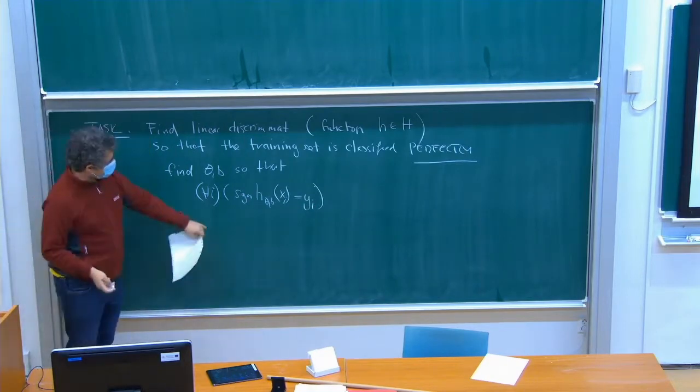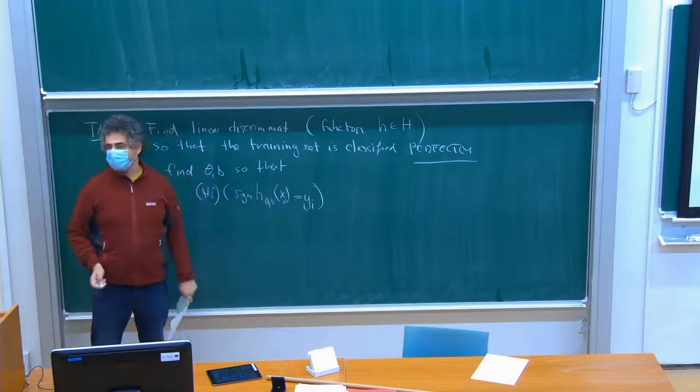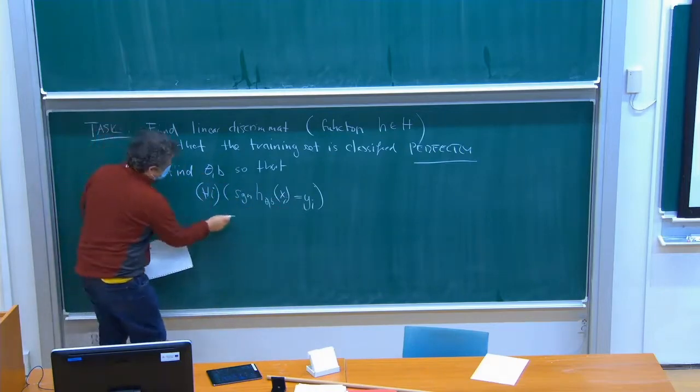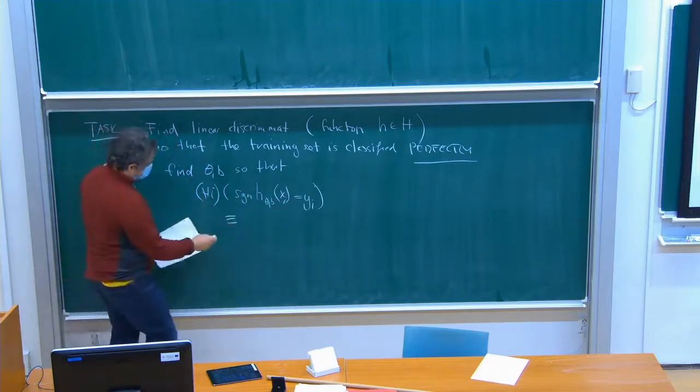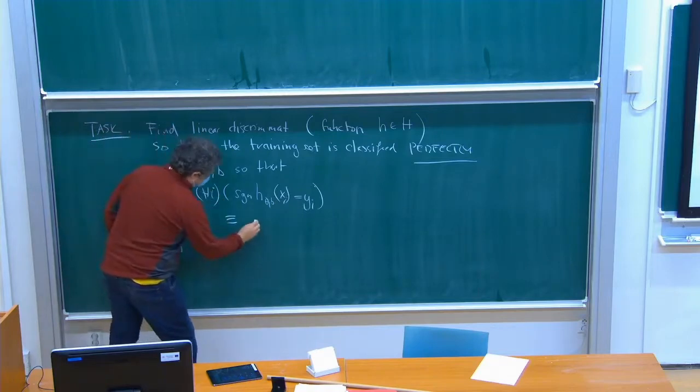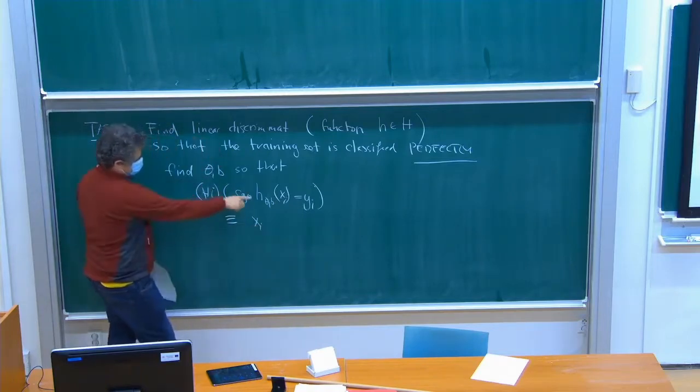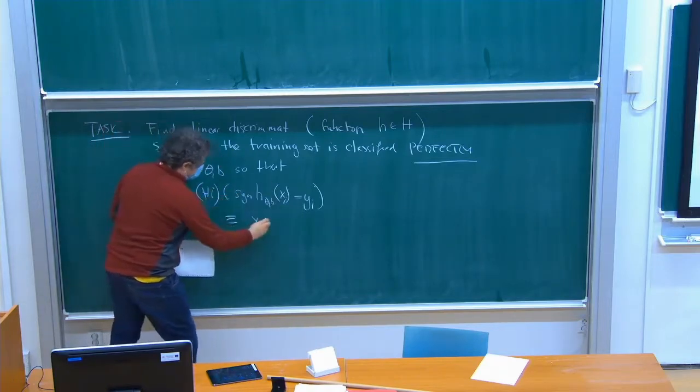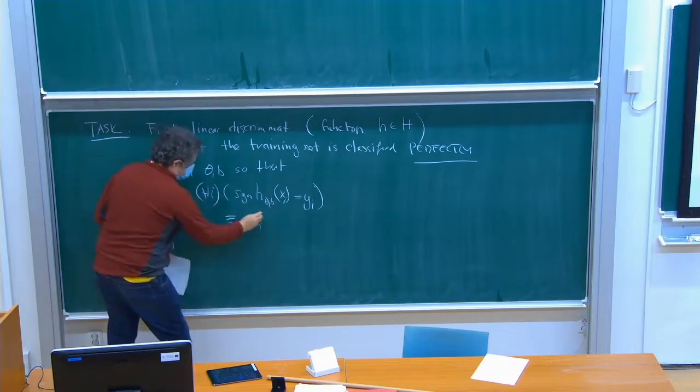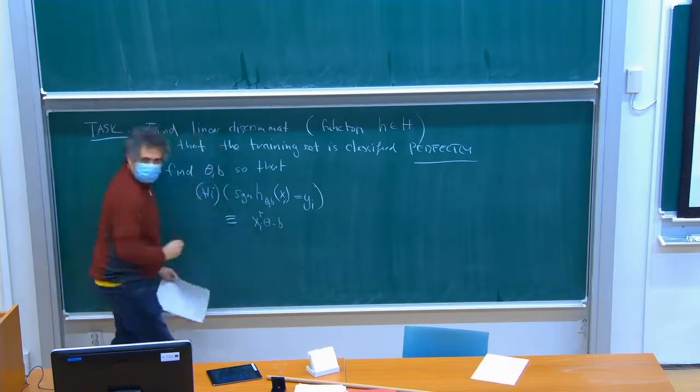So in other words, I can write this actually in a little bit nicer way. So basically h_theta,b(x_i) is simply x_i transpose theta minus b. Okay.